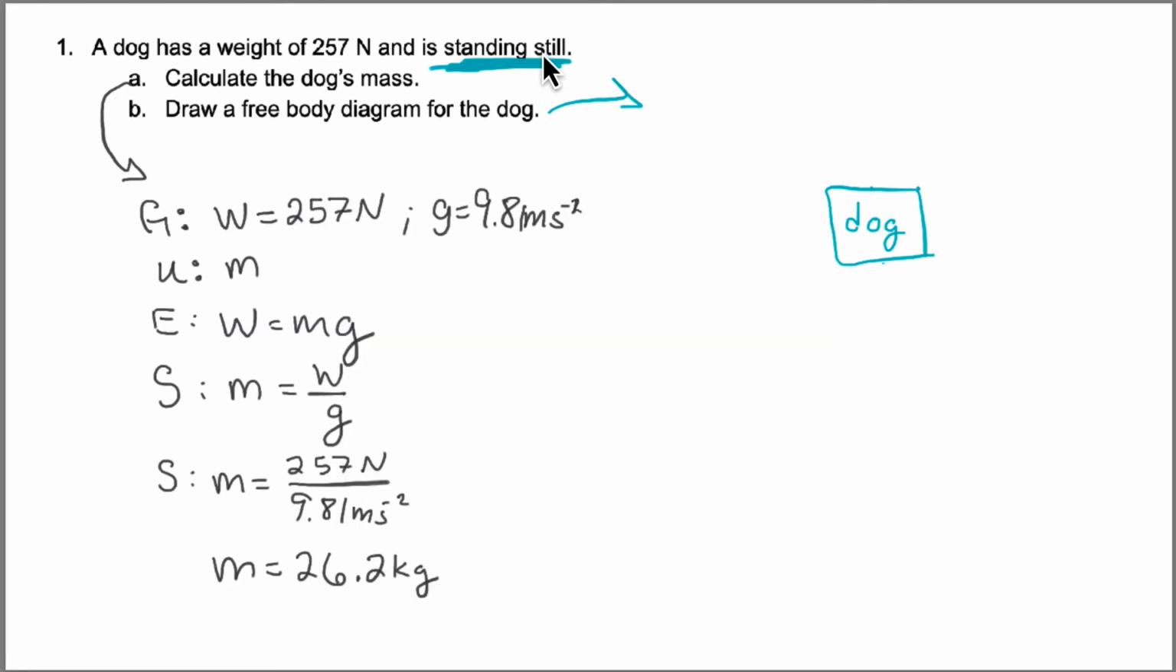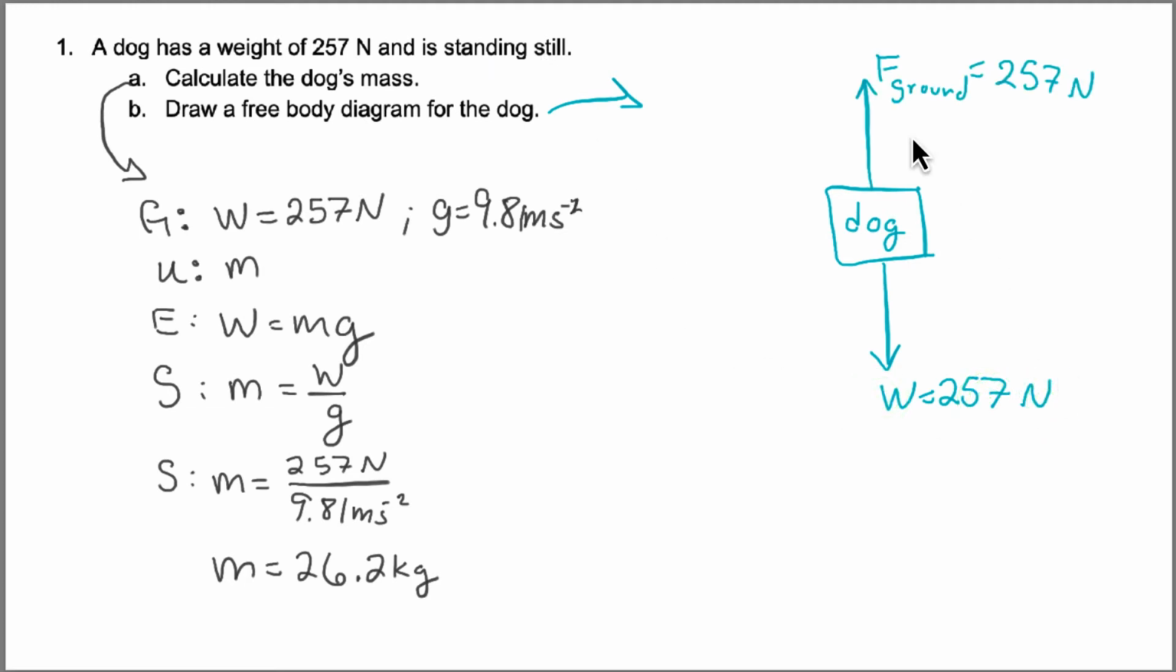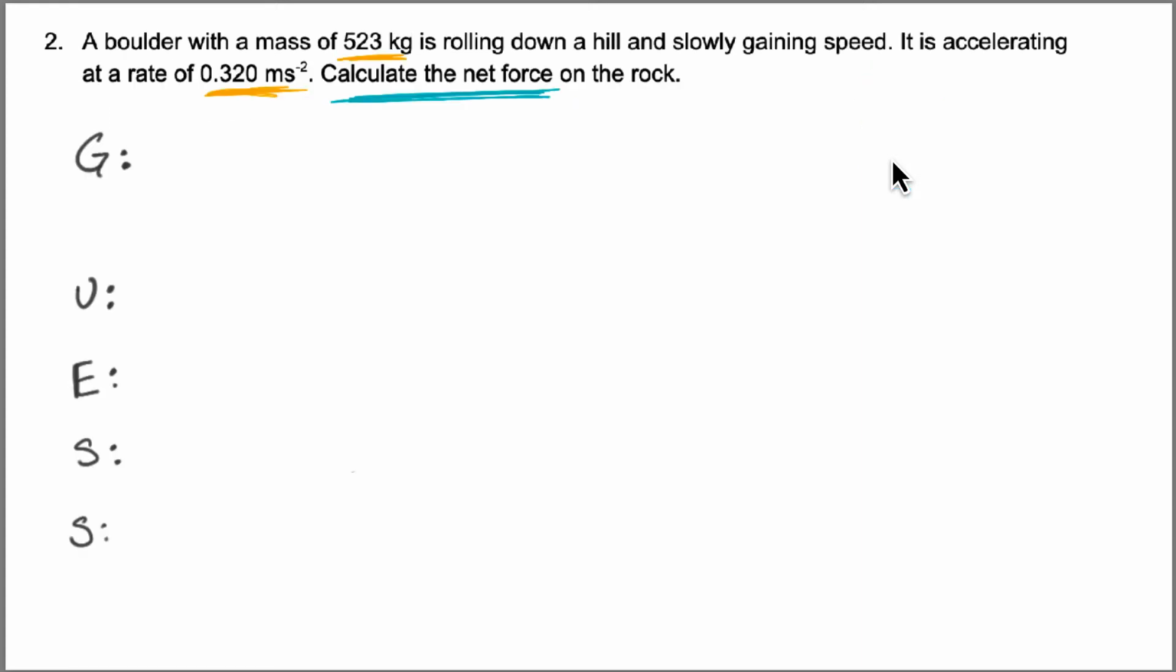All right, welcome back. So hopefully what you did is you drew in the weight vector going down. You showed me the variable, the value, and the units. And then you had the force of ground, or sometimes called the normal force, going up. Again, a value of 257 newtons. So that way we have these two forces canceling out. Cool, let's move on to problem number 2.